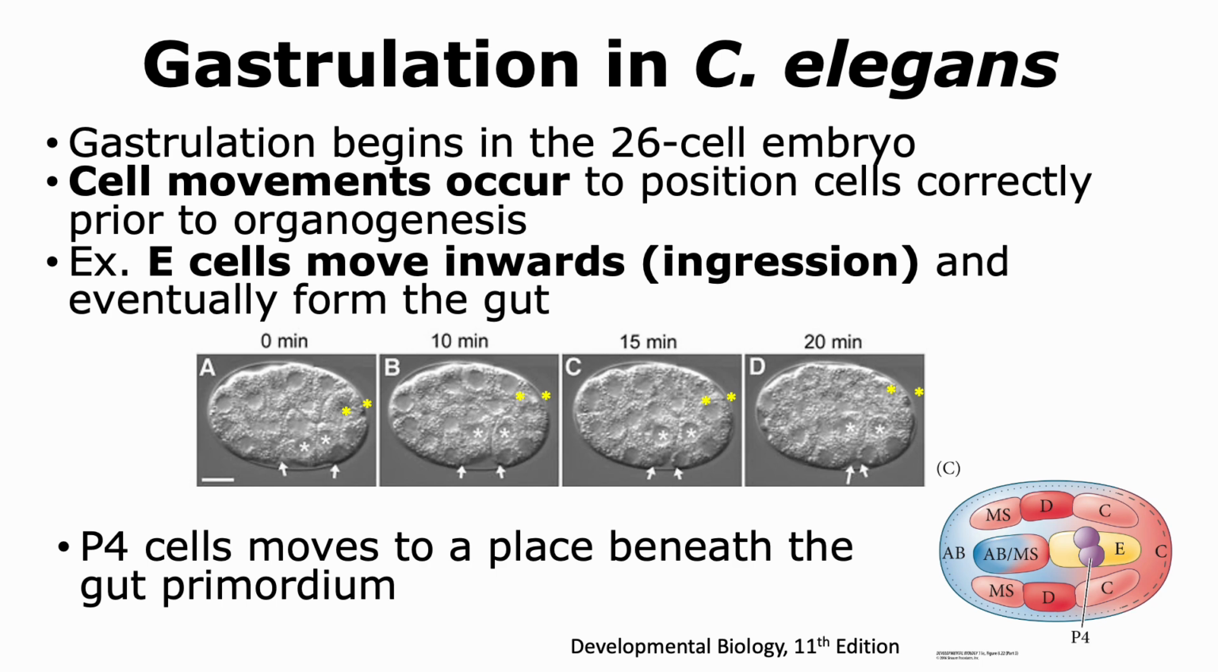We can also see the movement of other cells. We don't have to remember any of these movements, but you should know the concept that during gastrulation, cell movements will occur so that cells are oriented in the correct position for organogenesis to happen.